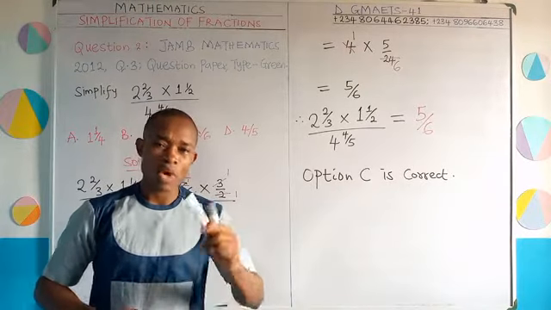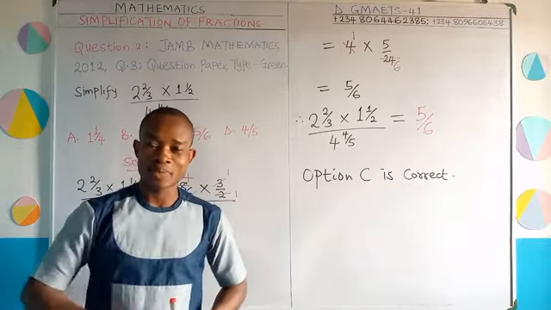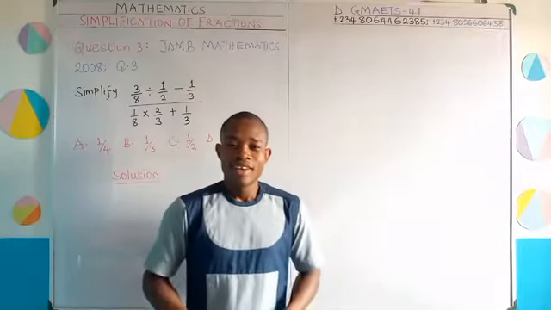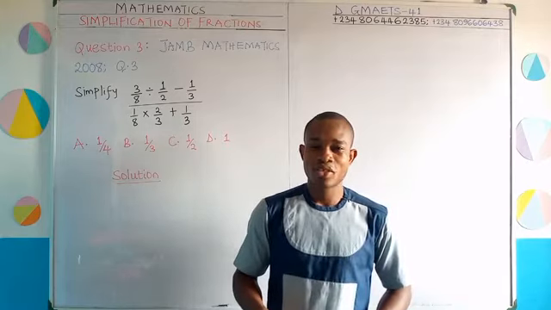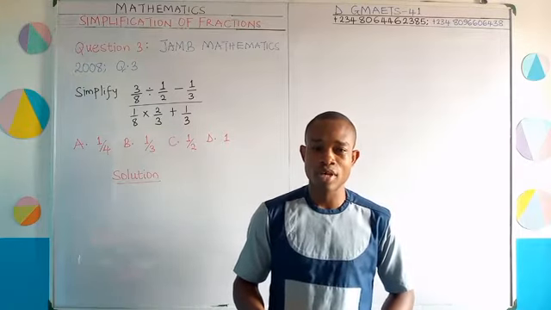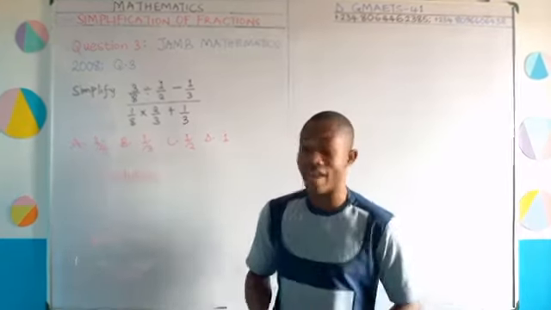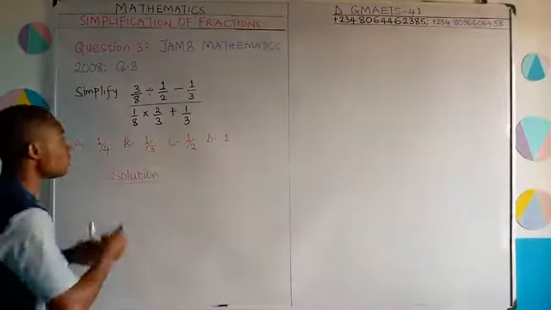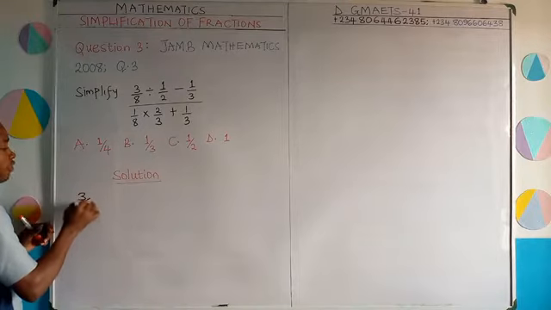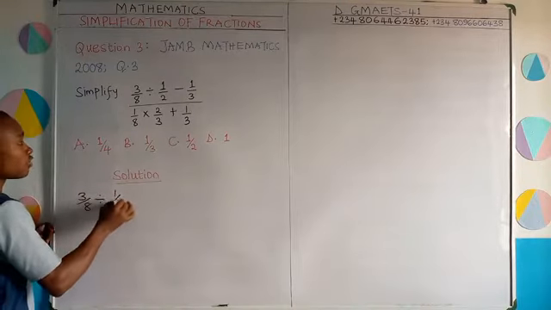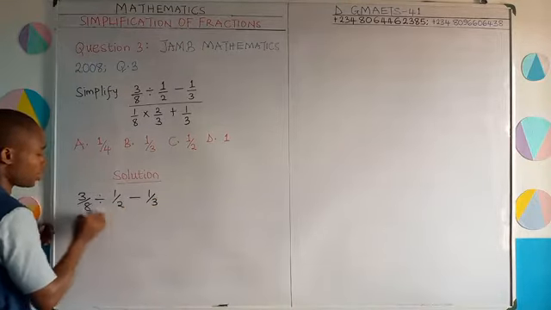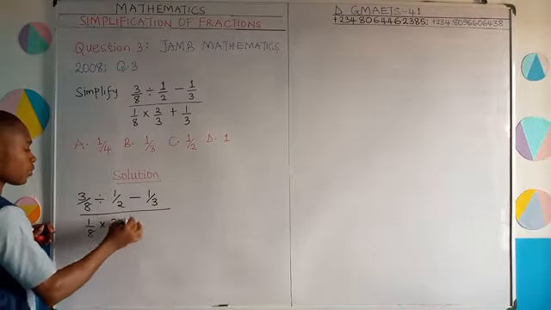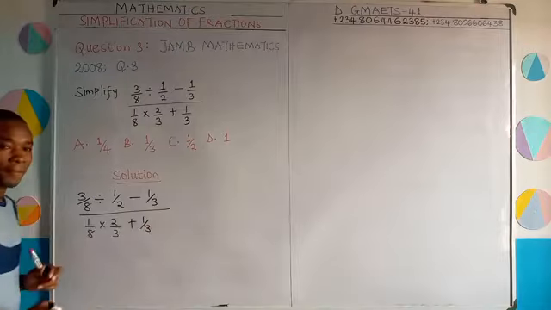We'll take yet one more question on this simplification of fractions. This is JAMB Mathematics question number 3, the year 2008. We are asked to simplify 3 over 8 divided by 1 over 2. Put that down: 3 over 8 divided by 1 over 2 minus 1 over 3, all over 1 over 8 times 2 over 3 plus 1 over 3.